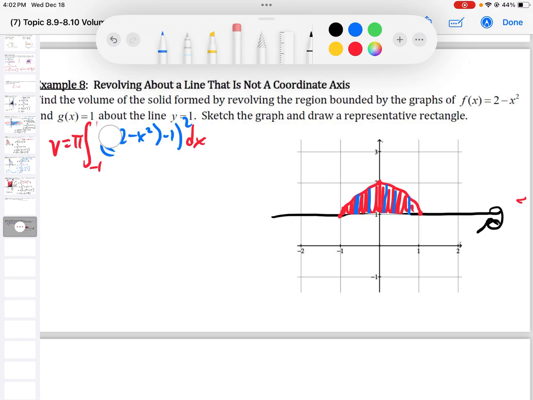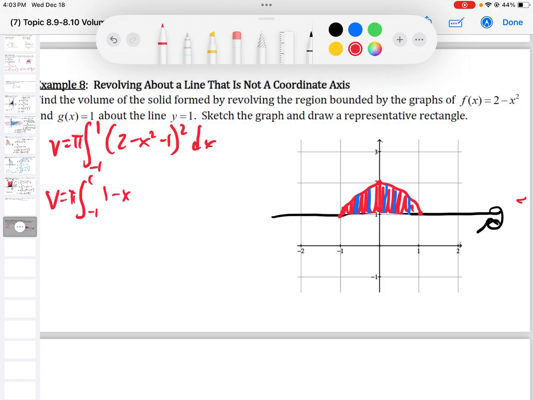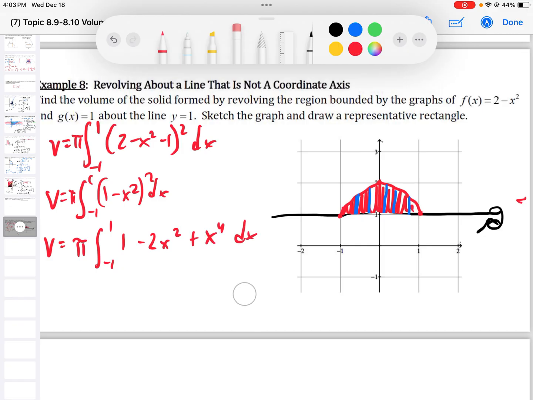All right, so that's a lot of extra. I just wrote that extra complicated for no reason. It would be function 2 minus x squared minus 1, squared. That's the radius. So the volume, I would rewrite it, -1 to 1, 2 minus x squared minus 1, so 1 minus x squared, dx. So it's that thing squared. I would need to expand this. So volume is equal to pi, -1 to 1 of 1 minus 2x squared plus x to the 4th, dx.